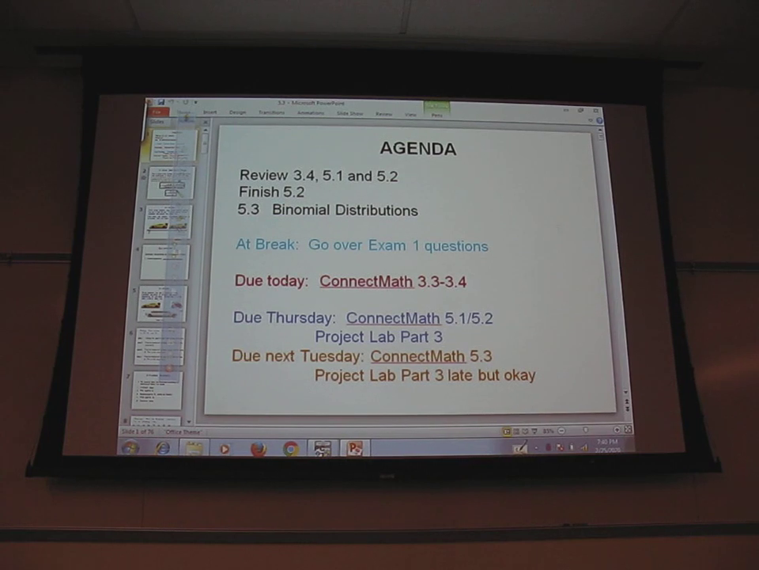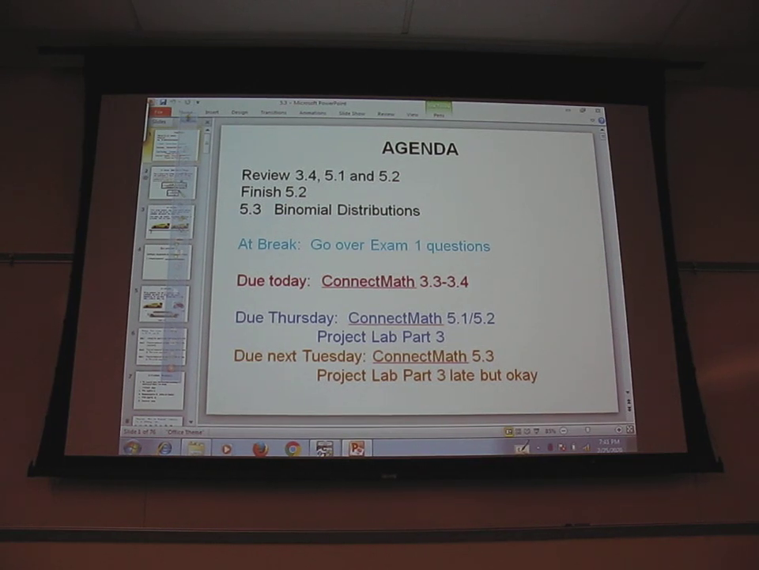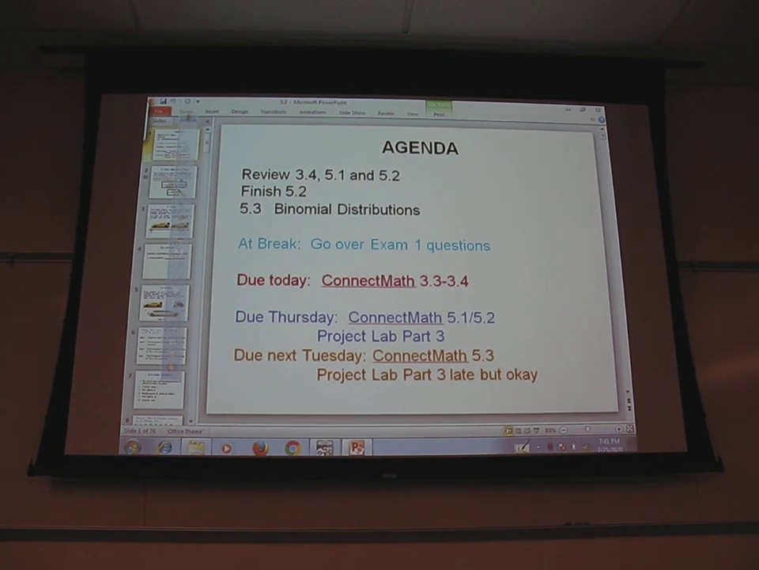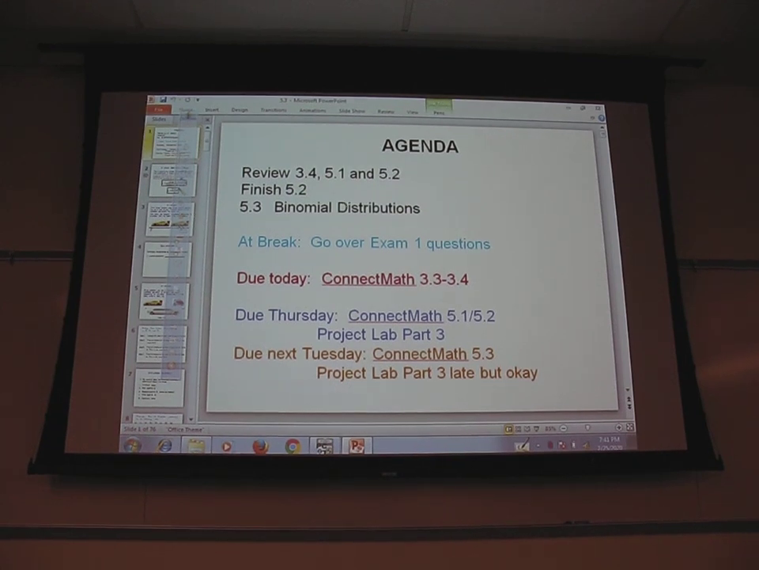So today we're going to review 3.4, 5.1, and a little bit of the first part of 5.2, and then we're going to finish up 5.2 and get most of the way through 5.3. Probably not all the way. At the break, if you have any questions about Exam 1, feel free to ask me then, and I'll answer them, because there's probably a lot of questions people have about how do I do this, or how do I solve that one, and we can go through those then.